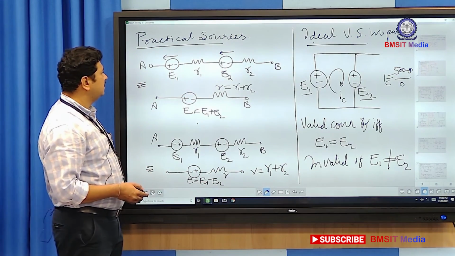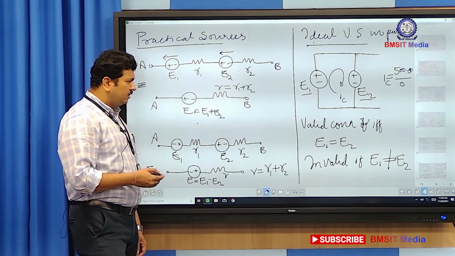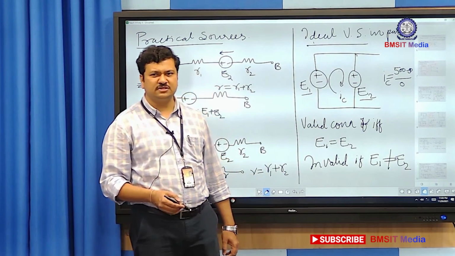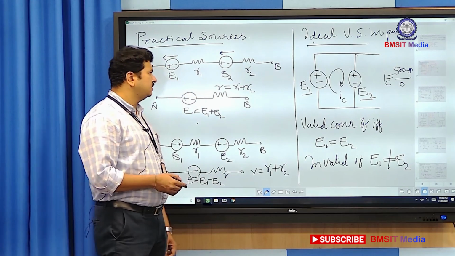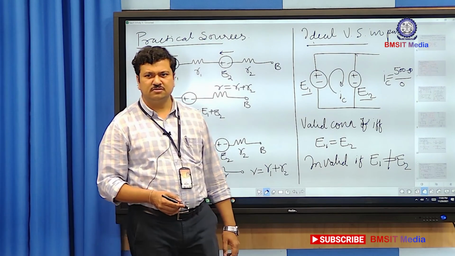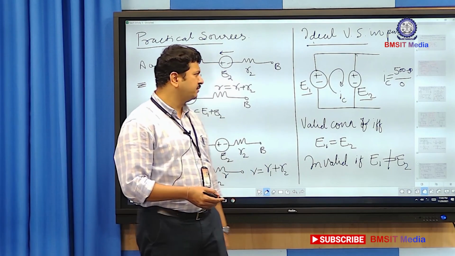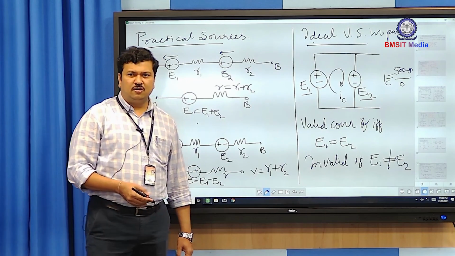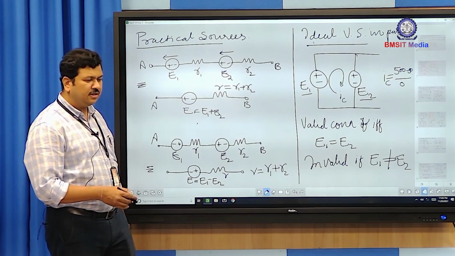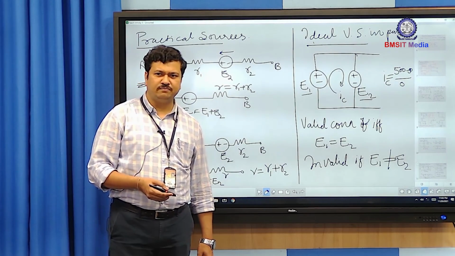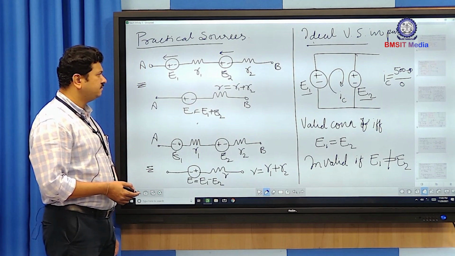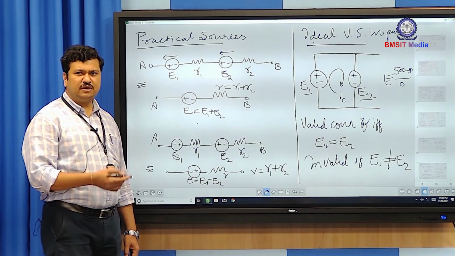So this is about the connection of voltage sources in different combinations, in parallel as well as in series. In today's session we looked into how a practical voltage source and an ideal voltage source are represented, how practical and ideal current sources are represented, how we get a practical current source from the practical voltage source, and the various connection combinations of voltage sources in series as well as in parallel.